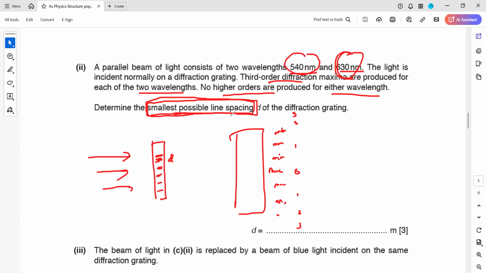If we want the smallest D, it means we have to take the longest wavelength. Why do we have to take the longest wavelength? Because with a narrow slit size and a longer wavelength, it diffracts more. So we don't have to take the difference of these two wavelengths. We have to take only a single wavelength, that is 630 nanometers, because that will diffract more. When it diffracts more, we'll know the smallest possible value for the line spacing, D.